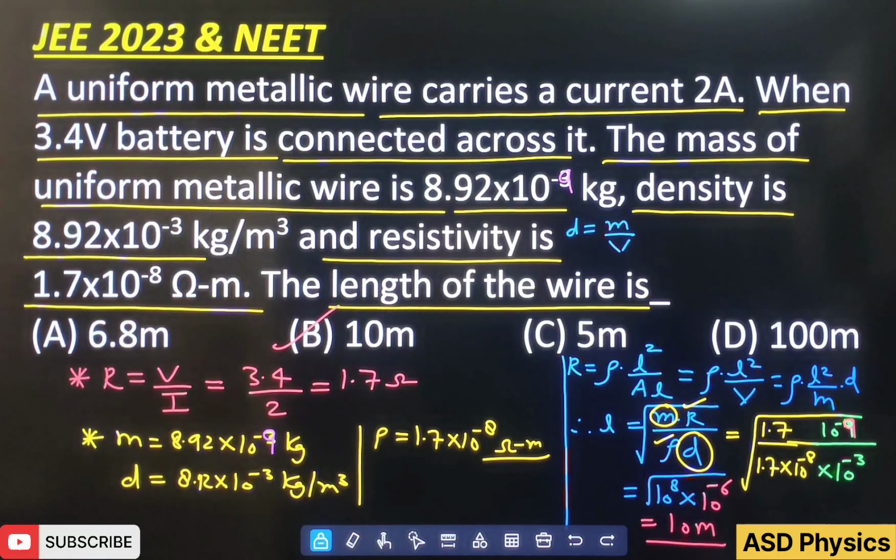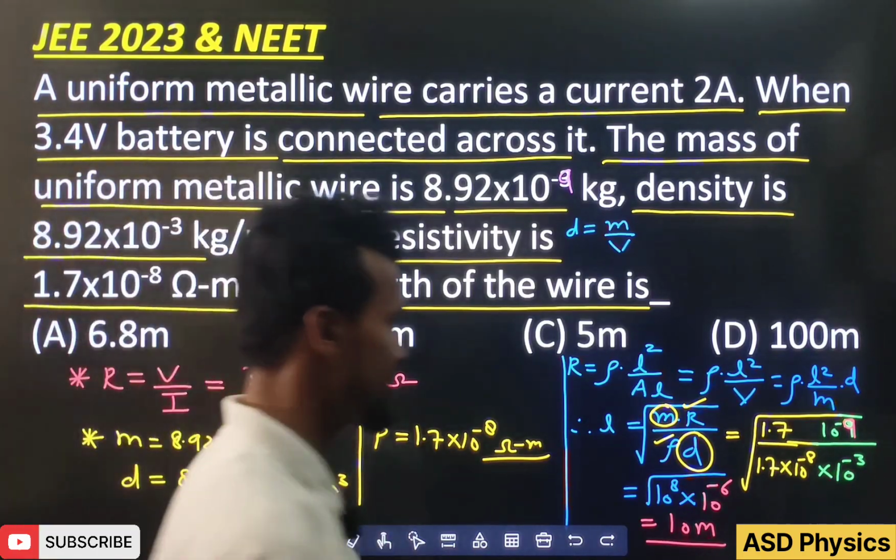Can you see very well, students? The mass was a little bit of a problem, that's why the answer was not matching. Is it? Great, great, great.